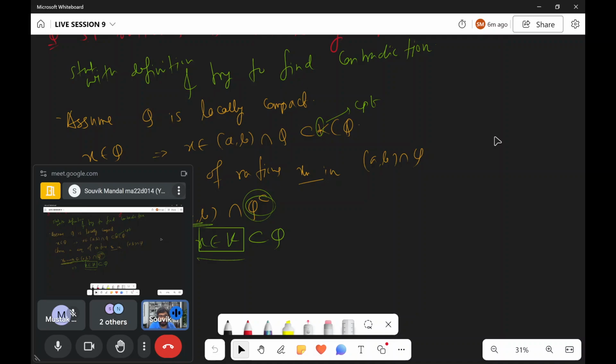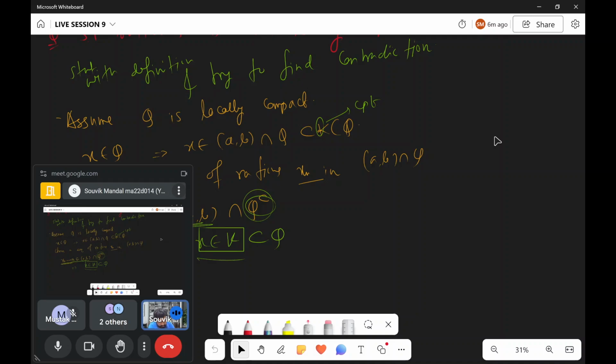So yeah, this is the argument. Now, particularly for this problem we have only used the definition of locally compact. Nothing more than that. Okay. Now, one minute, please.